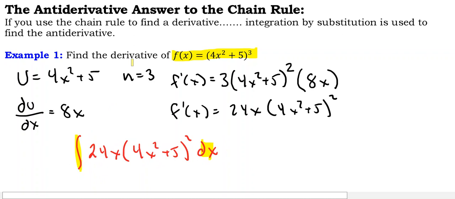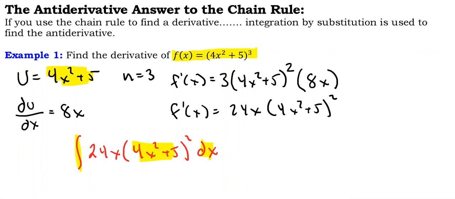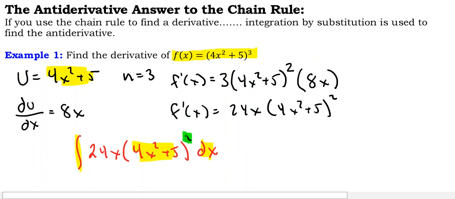Just like we did up here, we want to identify what u is. U down here is exactly the same as u here. In this case, n is going to be different. N now is the exponent, so n is equal to 2. And then all of this stuff, I just call everything else, the 24x dx. You'll see what we're going to be doing with that when we actually get into the process.